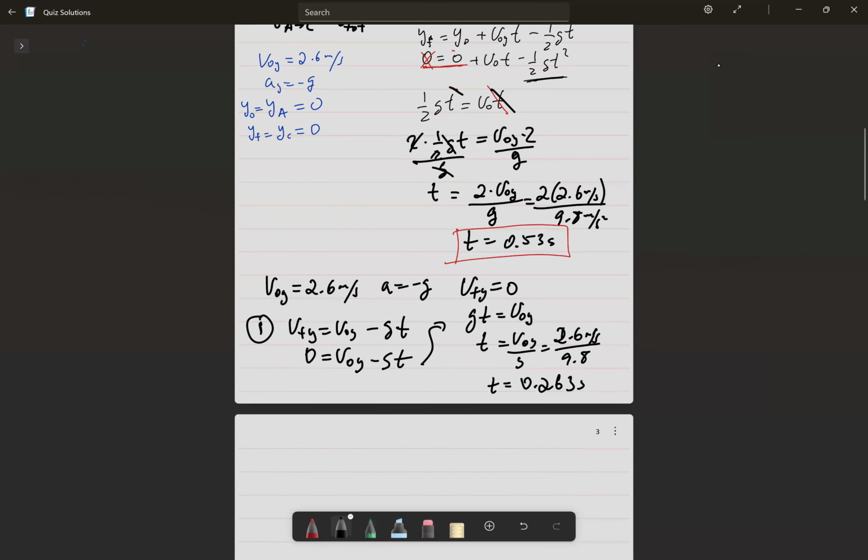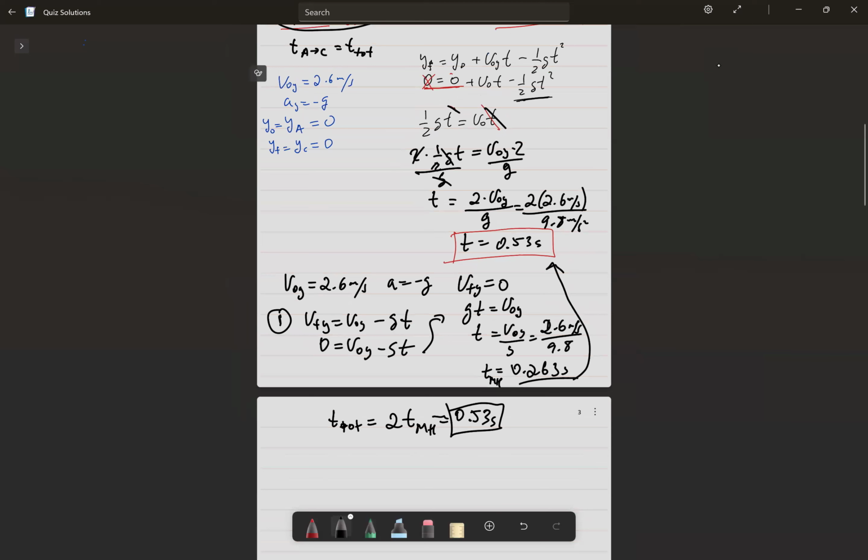And then you can write this will be t to the maximum height, and the total time will be 2 times the time of the maximum height. So double that roughly gives you this, right? So approximately 0.53 seconds. There you go. So there are a couple of ways we can do that.